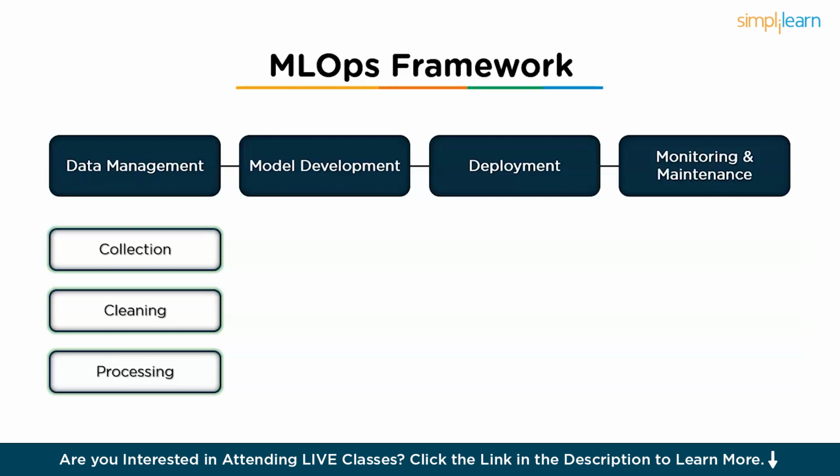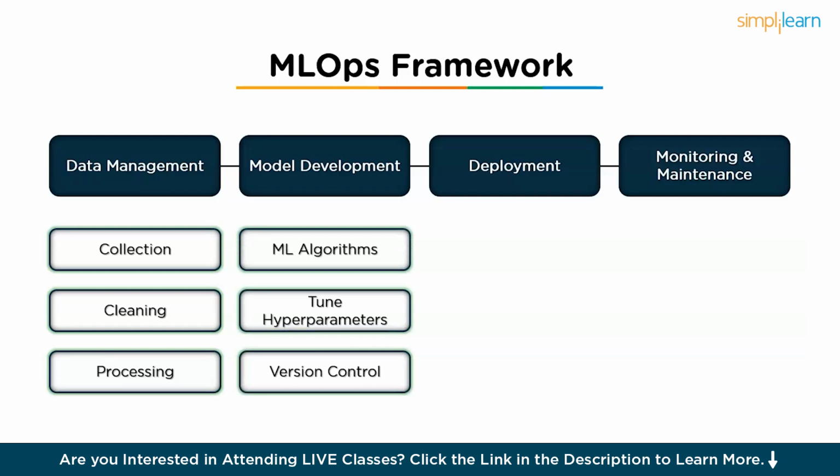Now, once the data is prepared, the next phase involves model development. Data scientists experiment with different machine learning algorithms, tune hyperparameters, and validate models to select the best performing one. Version control is very critical at this stage to track changes and improvements in model performance over time.